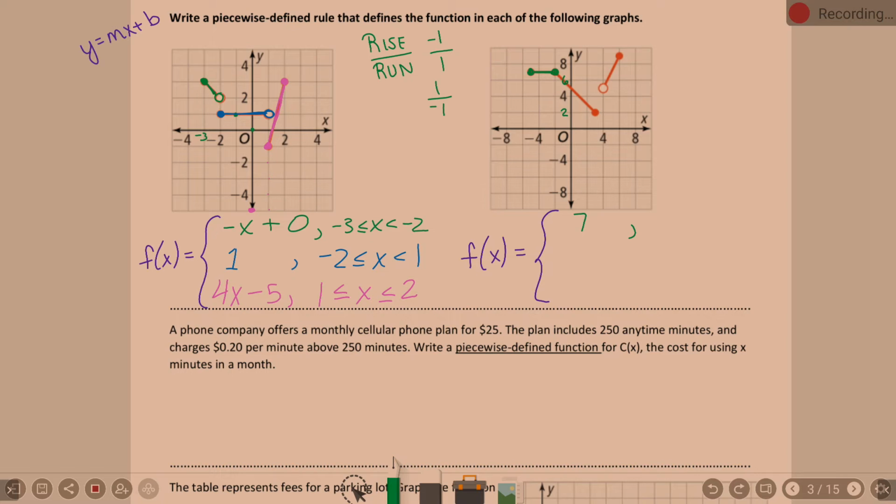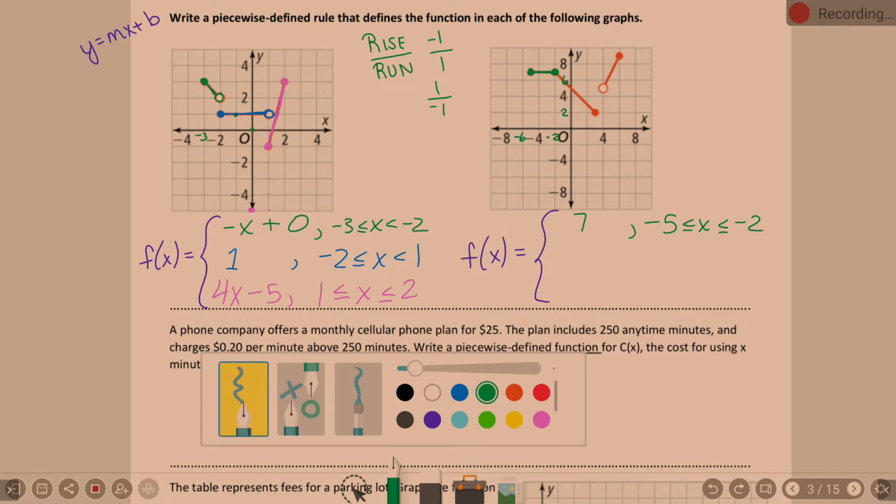It's just that horizontal line. On what domain? How far left does that green line go? -5. Okay, it's in between there, right? The line would be -6, so -5 less than x less than, how far does it go on the other way? -2. Any equal to's? Both. Both are equal to. Good. Okay, whoops. Next piece.